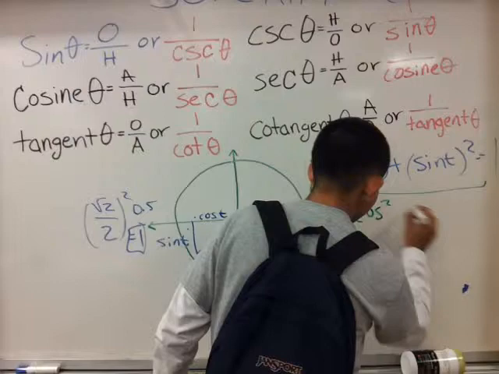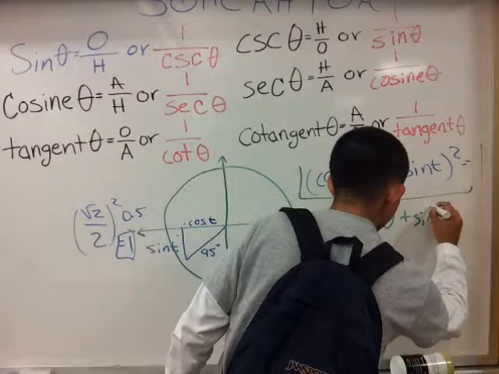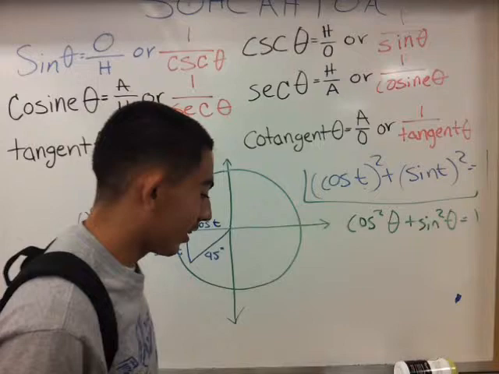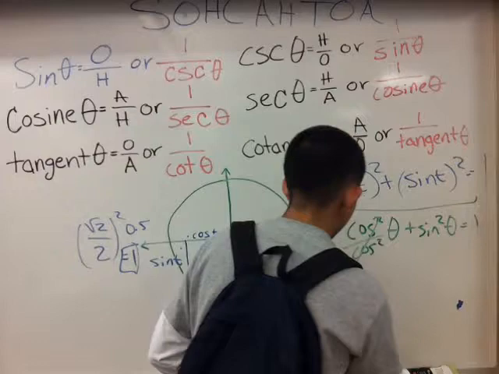Cosine squared theta plus sine squared theta equals 1. Right here, you divide this by cosine squared. That equals 1.